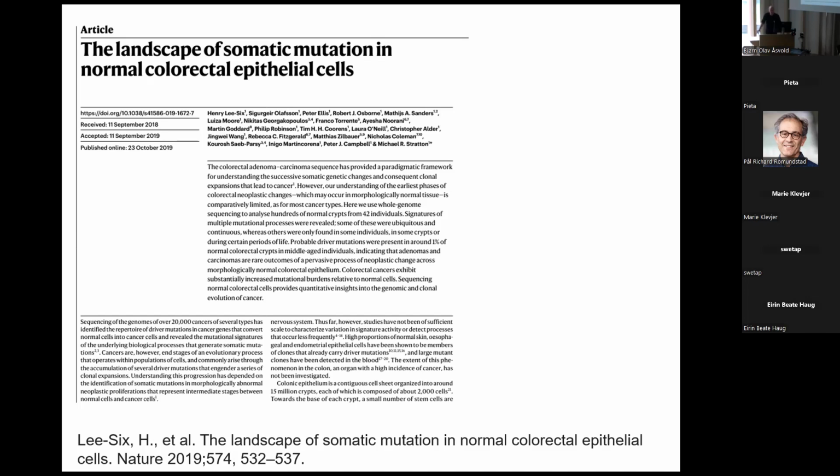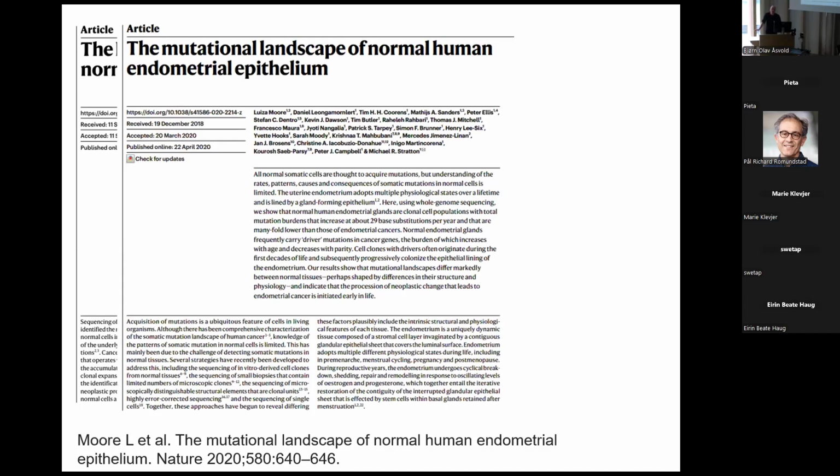Richard Peto wasn't surprised. He predicted this in 1984. But many people were surprised that when you just sequenced normal colorectal cells, many of them contained driver mutations. They were things that, if they were in cancers, you would say that makes sense. This has the characteristics of a driver mutation, and there were large numbers of them in everyone.